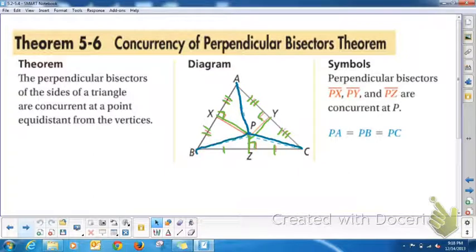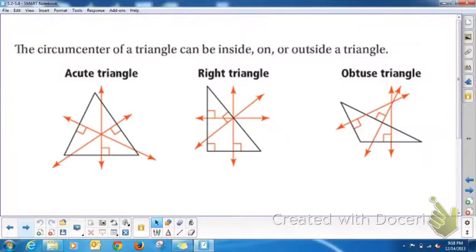You might remember that we just discussed these when there was just one. Now there's three together, right? P is on the perpendicular bisector of AB, so it's equidistant from A and B. P is on the perpendicular bisector of BC, so it's equidistant from B and C. P is on the perpendicular bisector of AC, so it's equidistant from A and C.